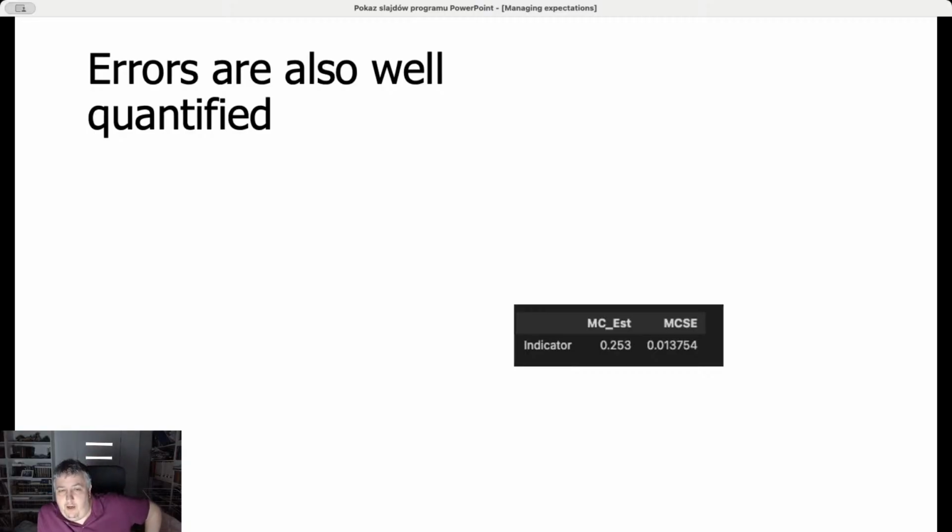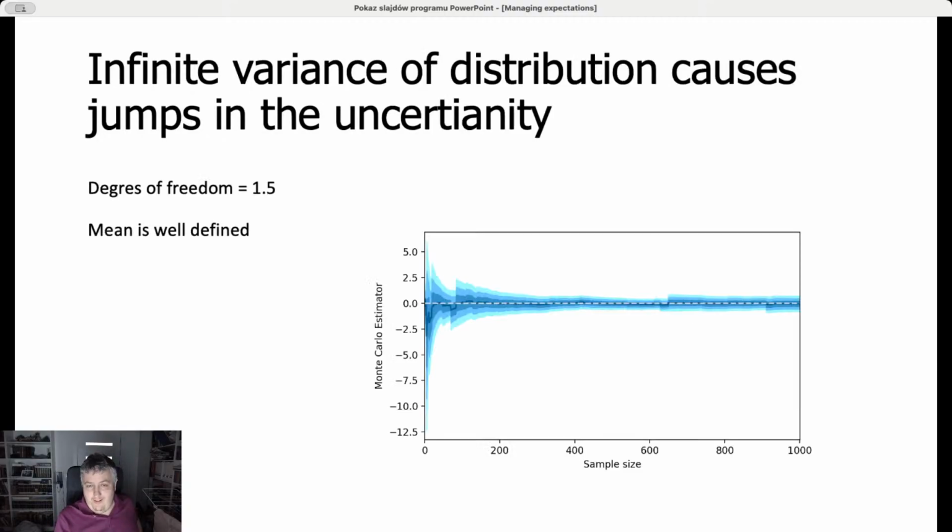And we can of course estimate those errors together with the Monte Carlo standard error, because the Monte Carlo standard error is also well defined, because in this case we are just averaging the values of an indicator function. So still, samples from the nonlinear function for which we push the heavy-tail distribution are behaving very well.